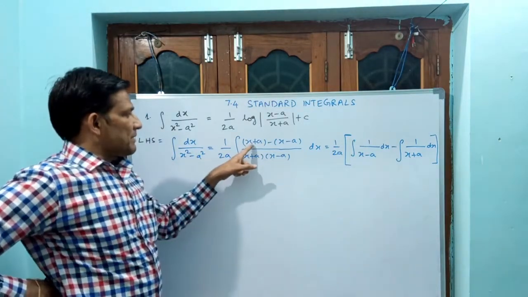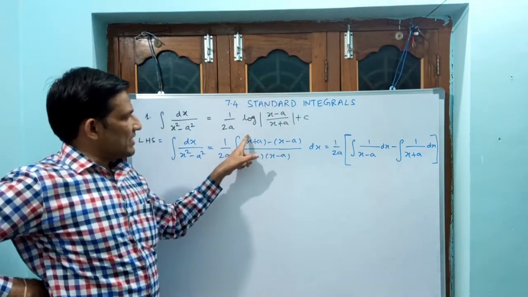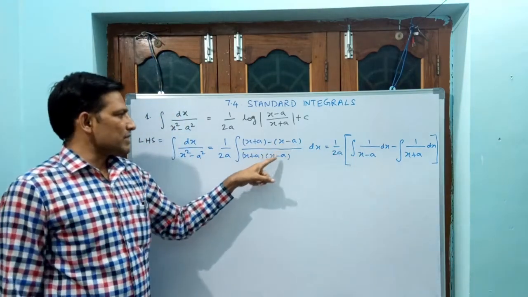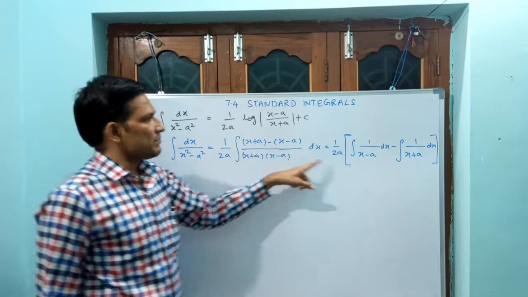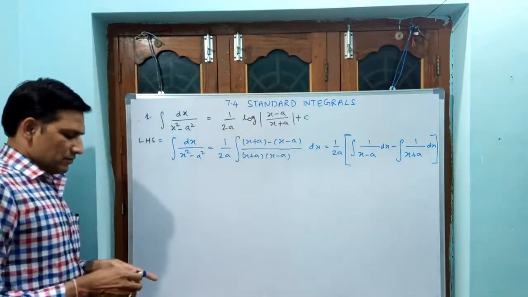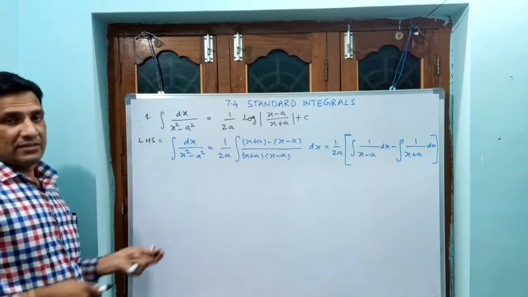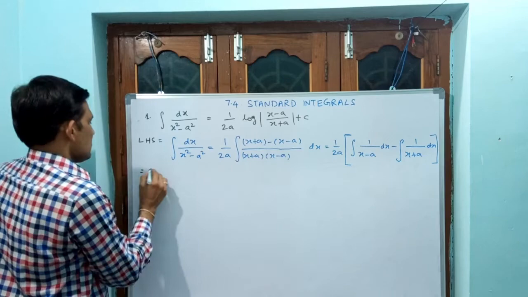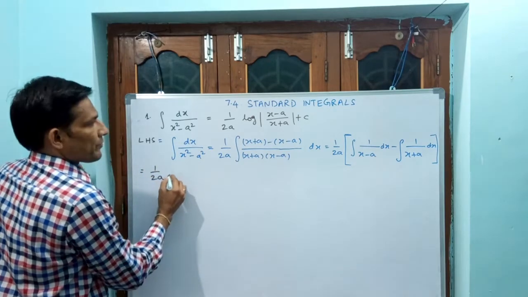In such a case, x plus a is going to get cancelled. The first term, 1 by x minus a, dx will come. Minus the second term, x minus a is going to get cancelled, and 1 by x plus a is going to come. This will happen like this only. But we know integral 1 by x dx is equal to log x. You see how I am writing. That is equal to 1 by 2a.